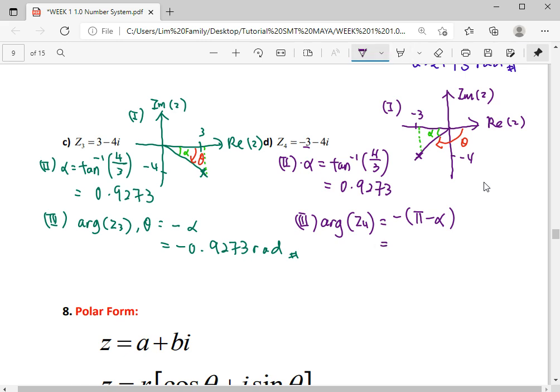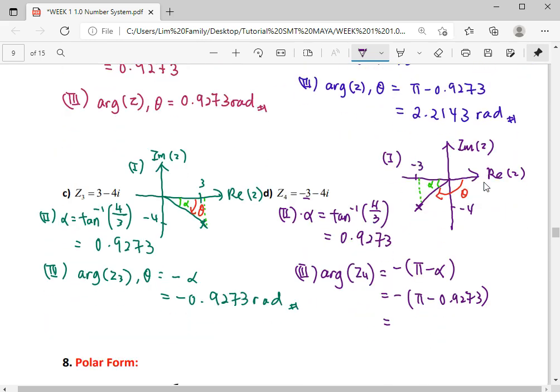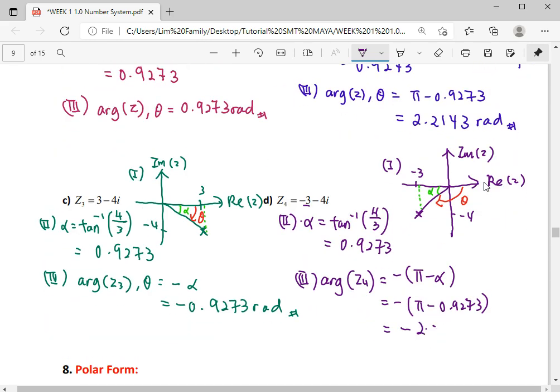So therefore, plug in our value. So you can get negative 2.2143 radian. Of course you press your calculator like this, including the bracket.